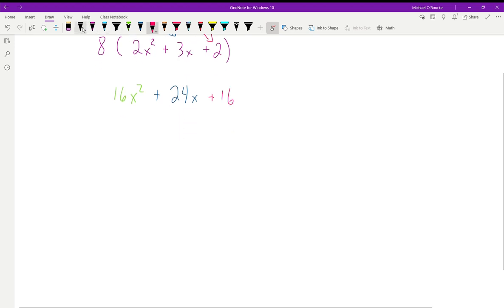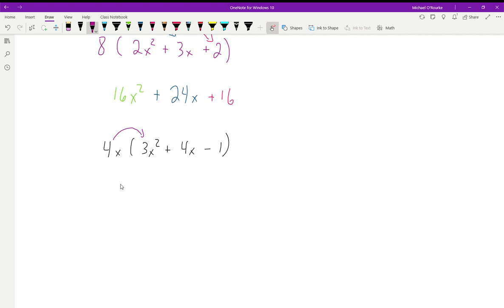Now, if we had a variable on the outside, let me use black for the first part. Let's go 4x times 3x squared plus 4x minus 1. Okay, same thing. Sorry for changing up colors. So here we're going to distribute this through, numbers times numbers. So 4 times 3 is going to be 12. Now x to the 1 times x squared, we add those exponents together to get x to the 3.